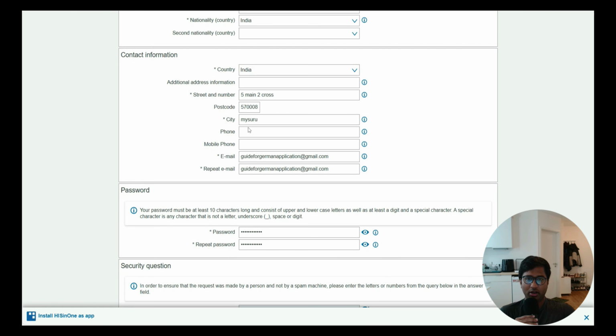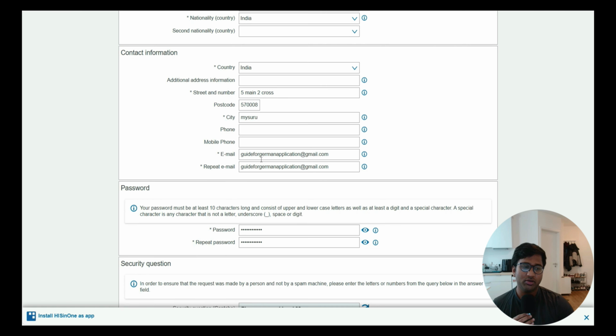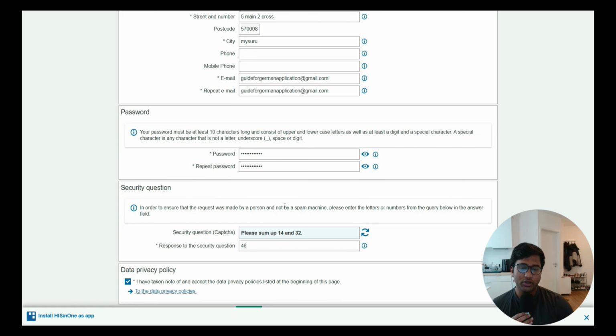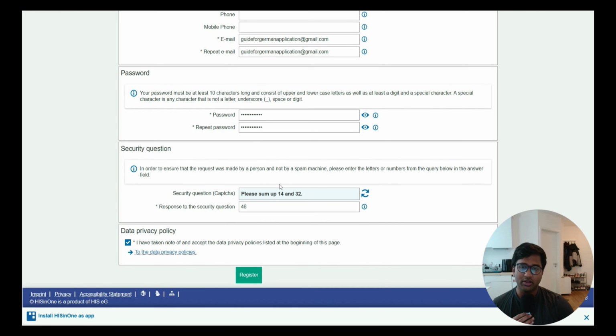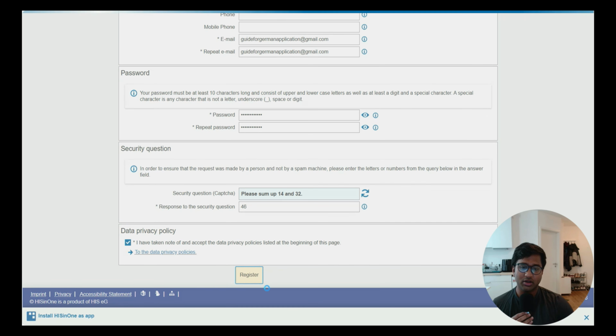And next you have to fill in all your contact details, where you're staying now in India, or any other country from where you are applying. Then it is 5th main, 2nd cross, or the main address where I used to live in India. Then this is the email that you have to give, and the chosen password which you use when you are registering or logging in. Then you need to fill in the security question. After filling all this, you can click on register.